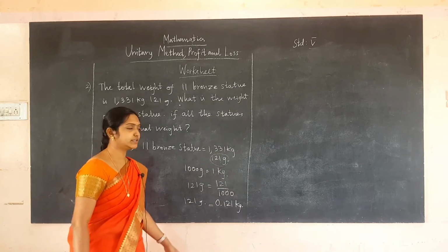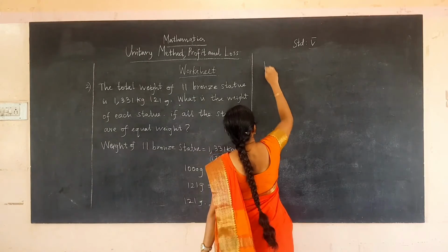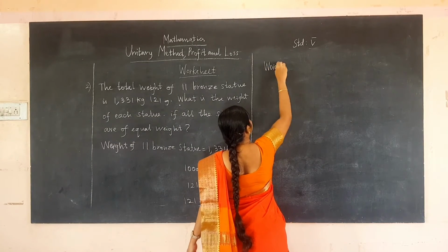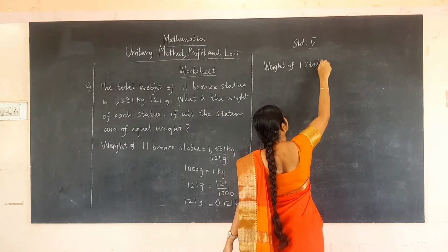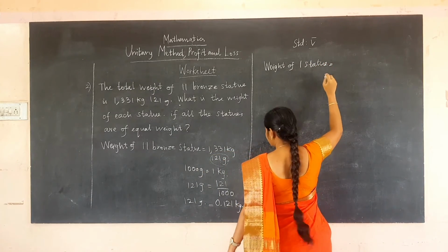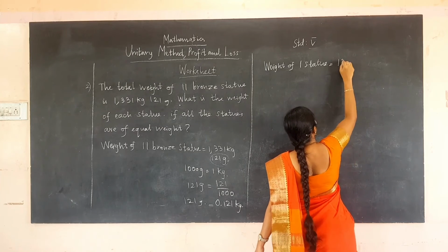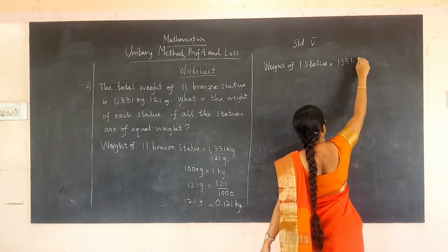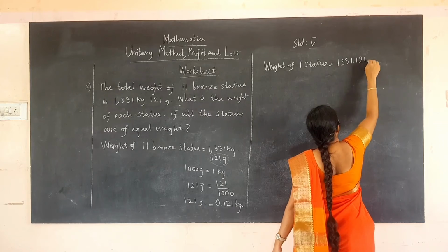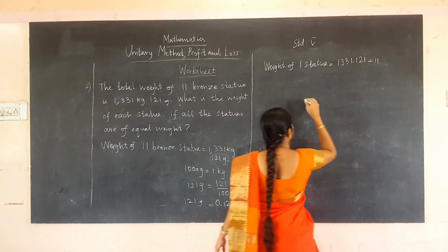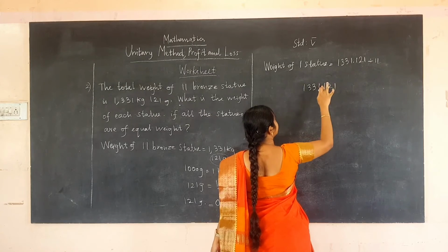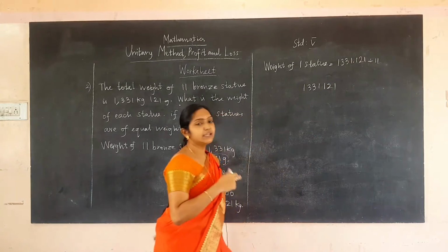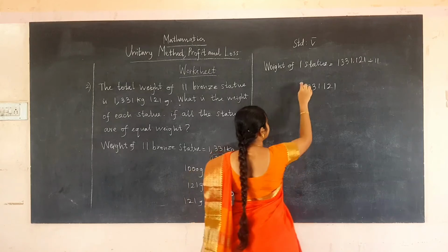1331.121 kg. We have to find the weight of one statue. So we have to divide 1331.121 by 11 and that will be the answer. For division, leave the point and finally we can keep that point.